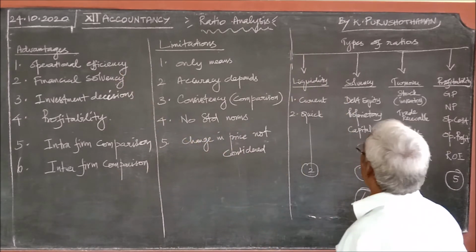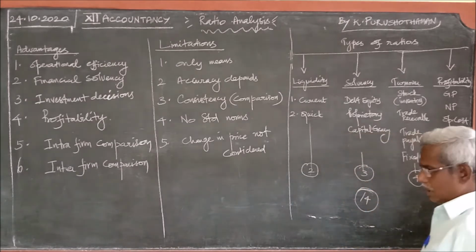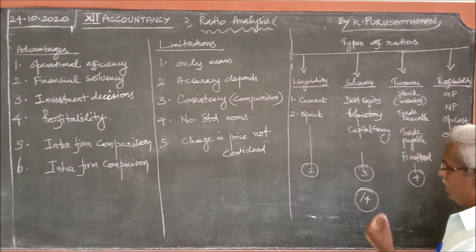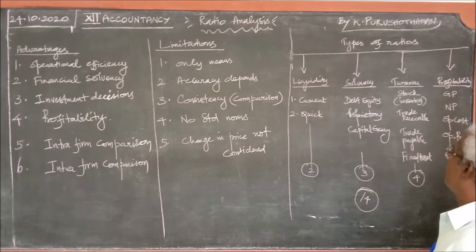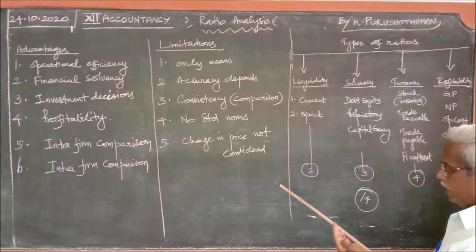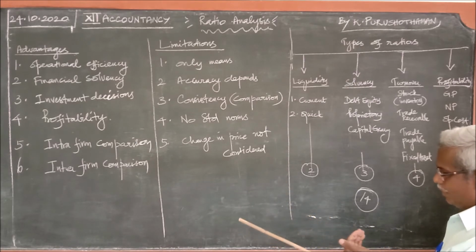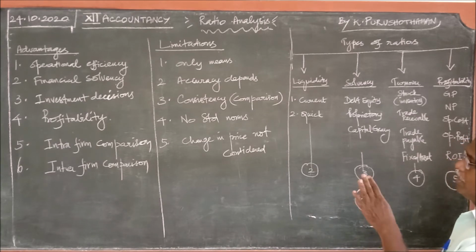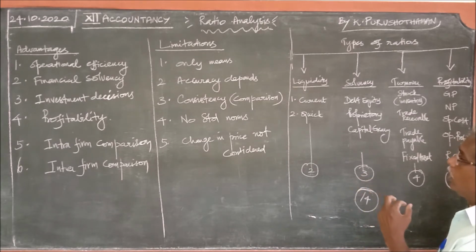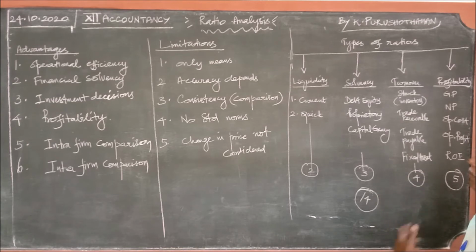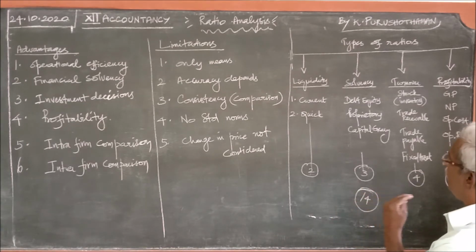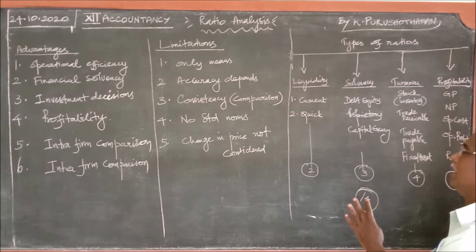Financial solvency. What do you mean by solvency? How much debt is there for the business? What is the liability there? How much capital can be geared from the business? All these things. And how much is the loan borrowed for the purpose of running the business? And how it can be settled? And what is the solvency position actually in the business?